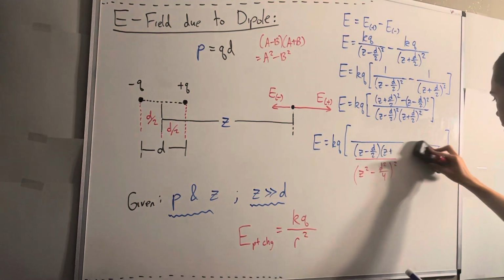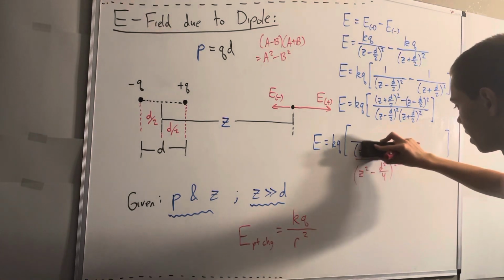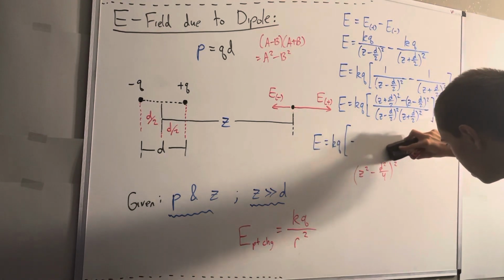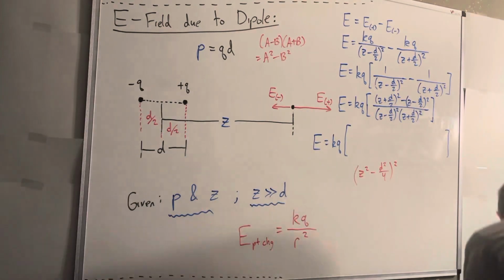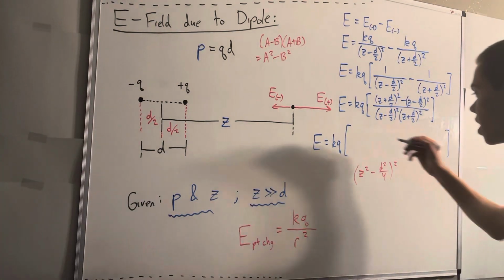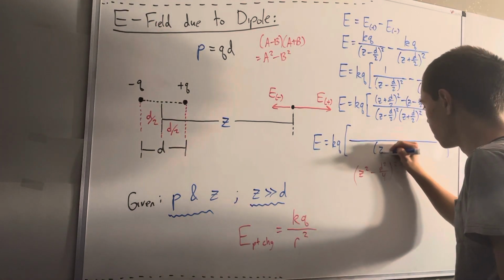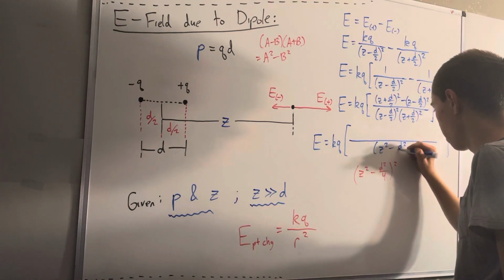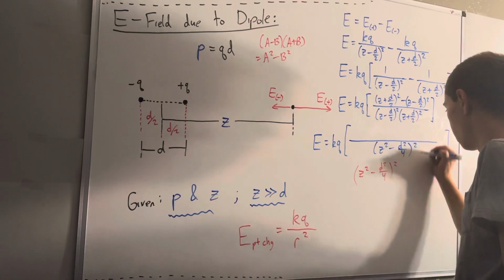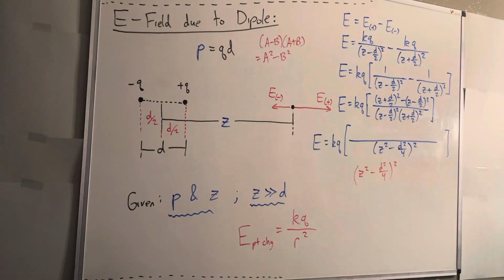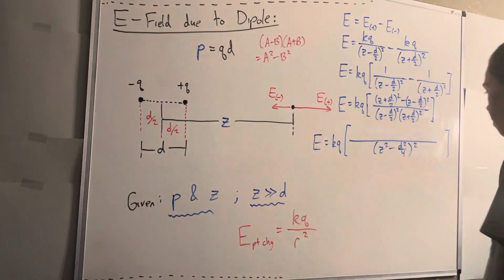Basically in our denominator, we're just going to rewrite our denominator. So z squared minus d squared over 4, squared. So in our denominator, we get z squared minus d squared over 4, squared. That would basically be our denominator. Okay, so this is what we have.